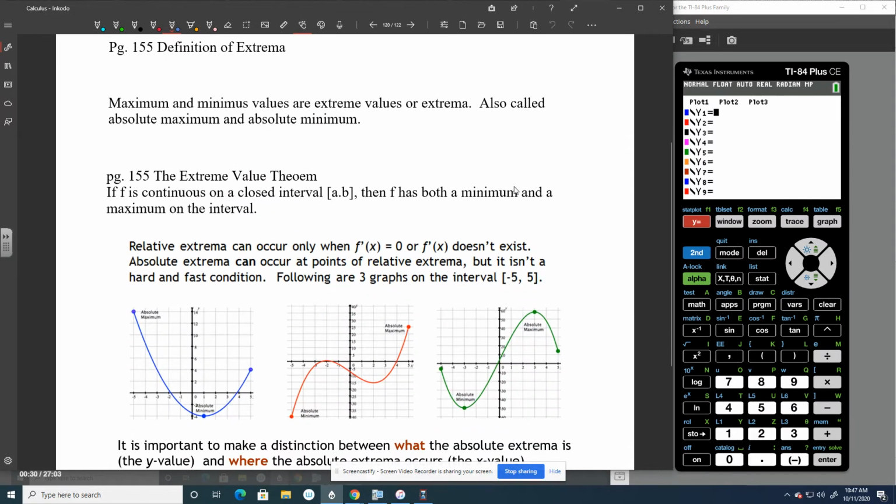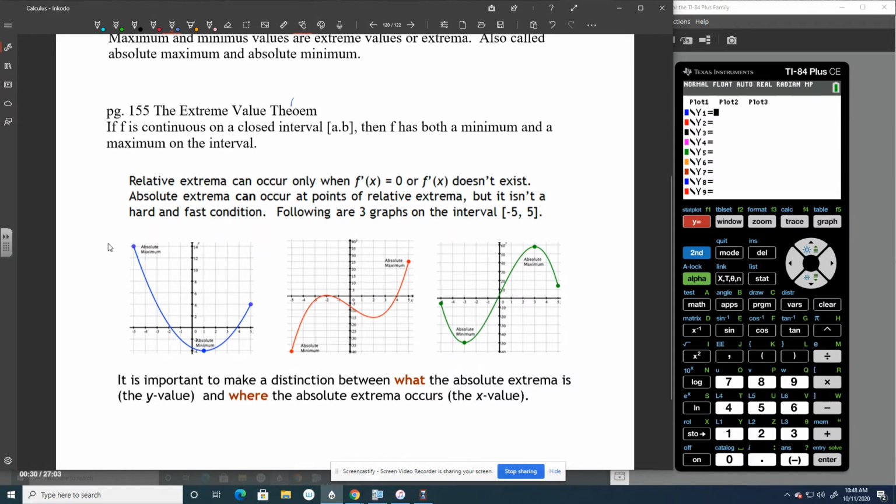So, definition of extrema. We've talked about relative extrema. Now we're talking about absolute extrema. So maximum and minimum values are extreme values. They're also called the absolute maximum and the absolute minimum. So if f is continuous, the extreme value theorem, and we'll pretend that that says theorem right there: if f is continuous on a closed interval, then f has both a minimum and a maximum. That's what the extreme value theorem tells us.